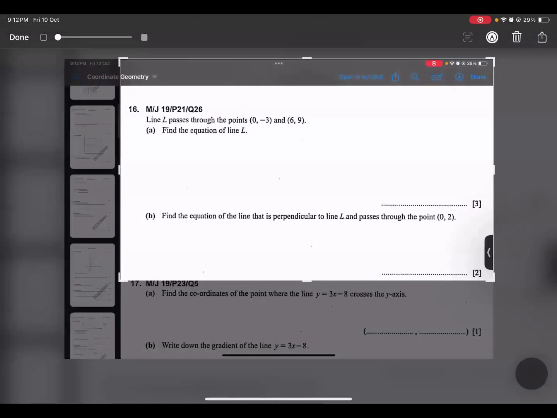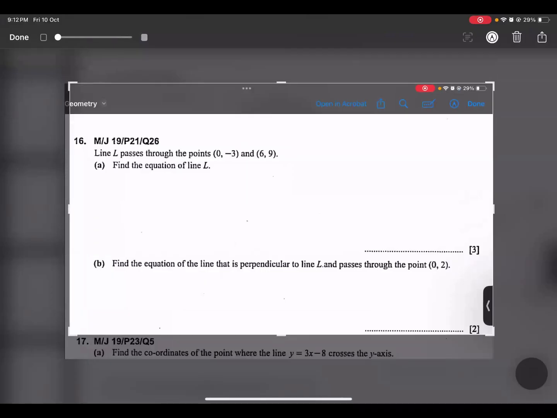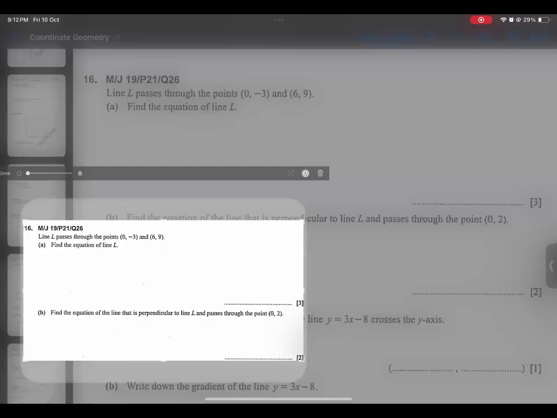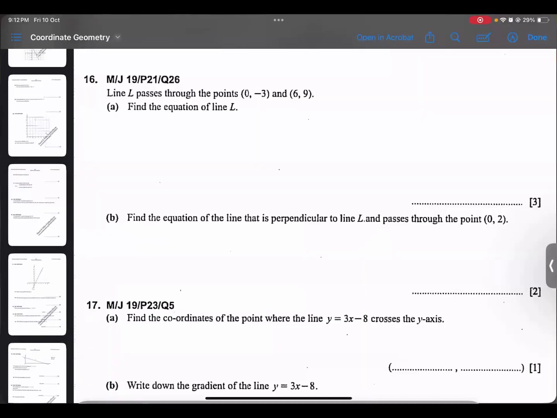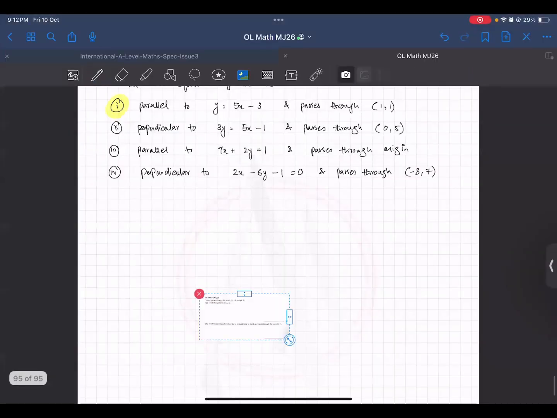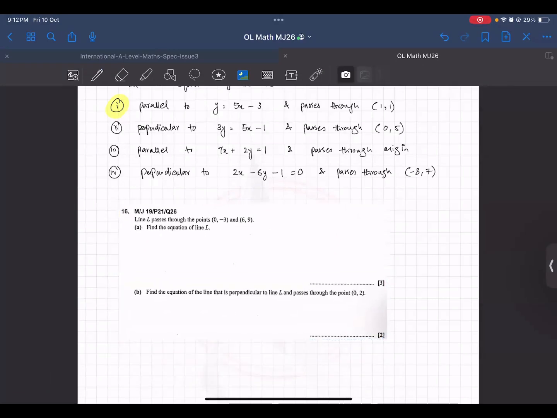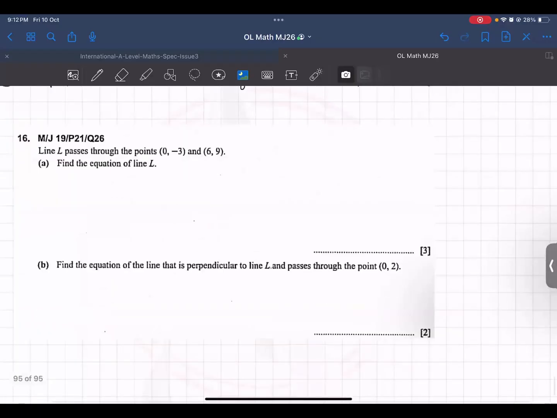Okay, so we are going to continue with the topic of coordinate geometry. The things we did in the last class, I want to do some past paper questions on that, and then we will move on to the new thing for today's class. So here is one of the past papers, and look, the things that we did, exactly the same thing.